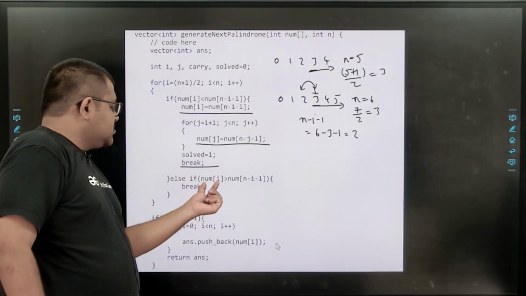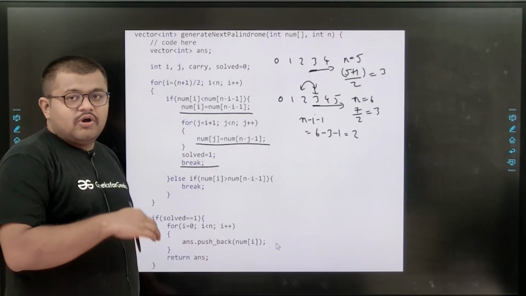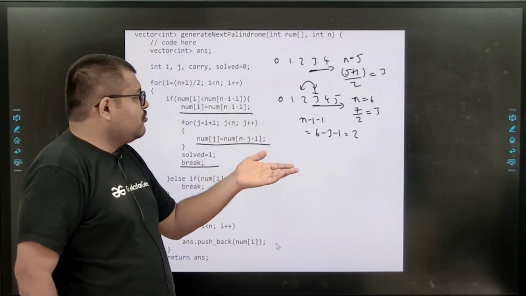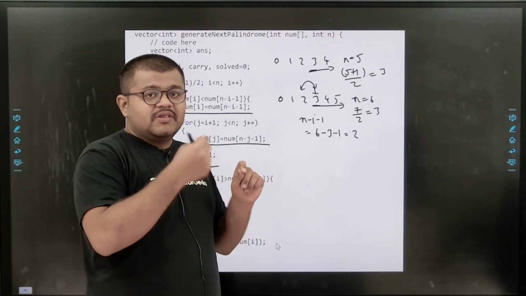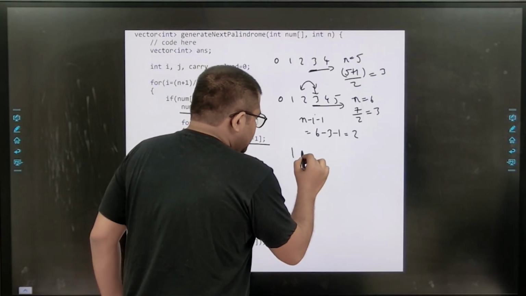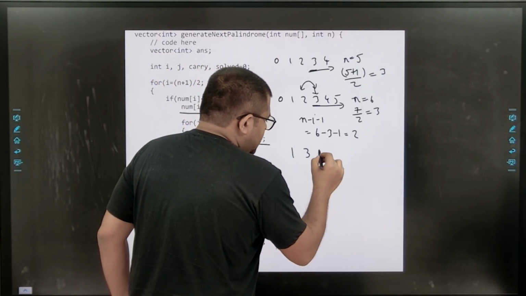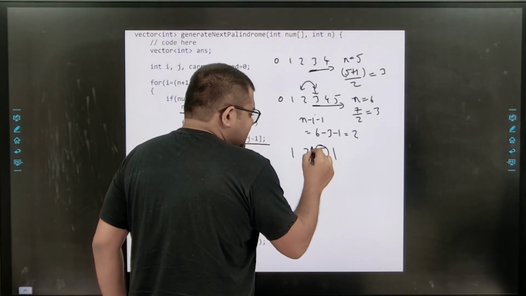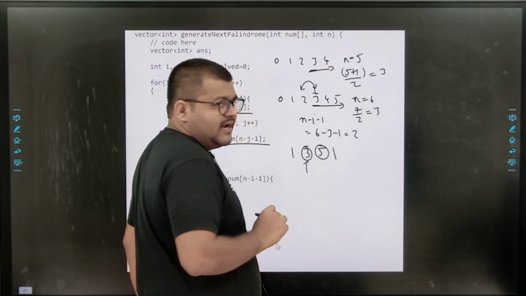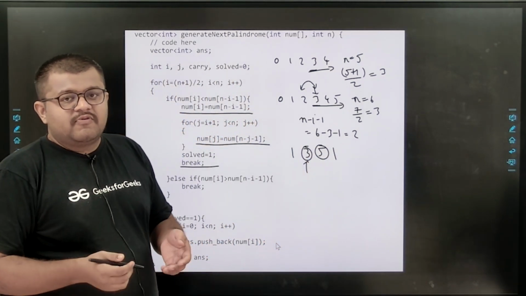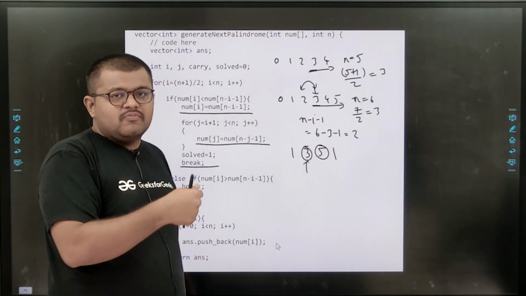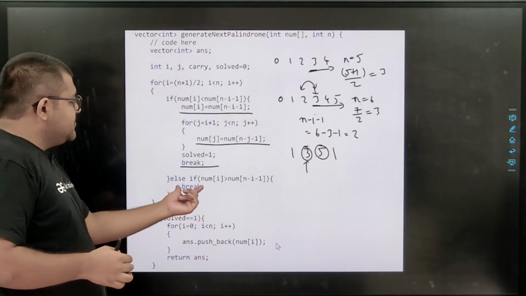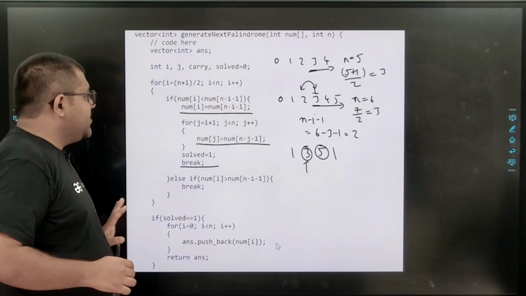But the first digit which does not match, in order to make the palindrome, is greater than the respective digit. So I have to increment the number on the left hand side, which we saw. Suppose 1 3, this is 5 and this is 1. So here this is greater than this, so I need to increment this. So in that case what we do, we try to increment the centermost number, so it is closest to LSB. So what we do, we simply break and our solved variable will remain 0.